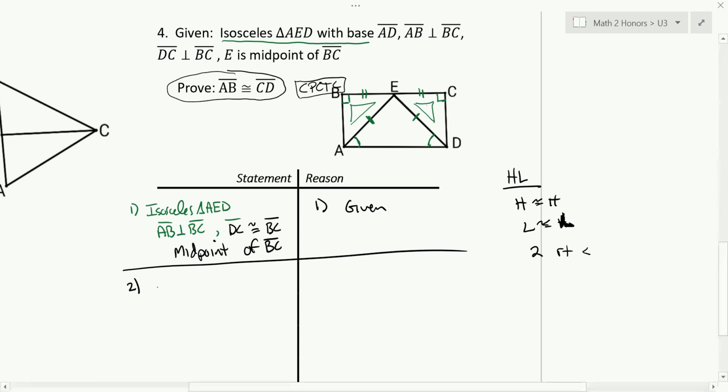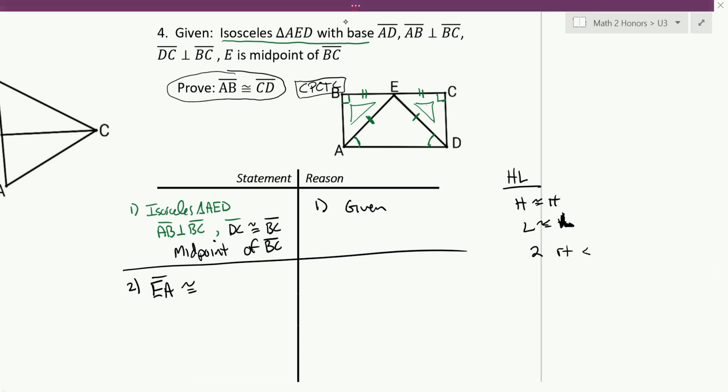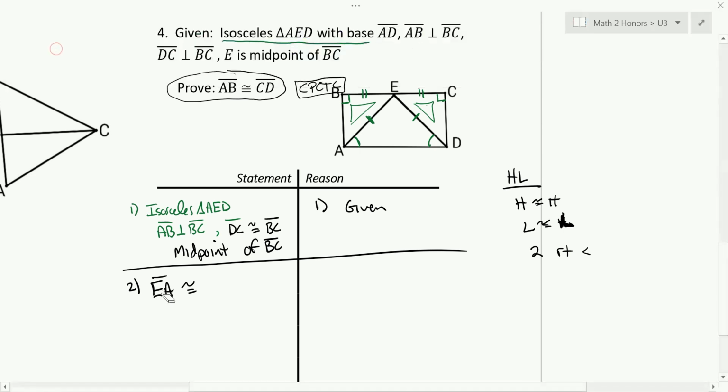Good. EA is congruent to, what'd you say? I don't know about that one. So EA is this one, CD is that one right there. Oh, you said BA. We don't know that yet. That's what we're trying to prove. What's something we marked on our picture? Look at our picture. Look what we've marked.